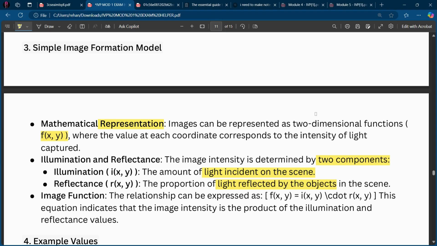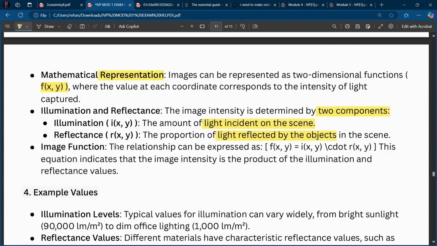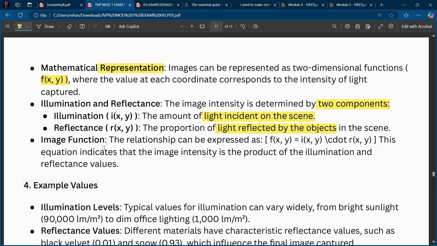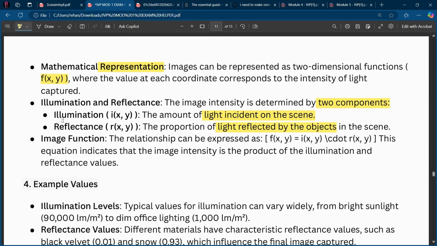In the beginning of this lecture on this subject, I told you what DIP is. It has coordinates: x and y are the spatial coordinates, and the value is the amplitude. So it can be represented as two-dimensional, where the value at each coordinate corresponds to the intensity of the light or gray level. Now, illumination and reflection. The image intensity is determined by two components. First, illumination is the amount of light incident on the scene, in the sense of how much light is falling on the scene. Reflectance is what is reflected from the object in the scene.